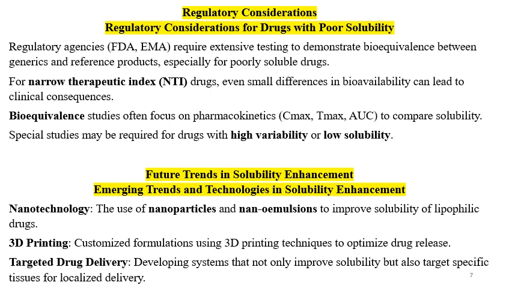Then, for narrow therapeutic index drugs, even small differences in the bioavailability can lead to clinical consequences. Bioequivalence studies often focus on the pharmacokinetic parameters like Cmax and AUC to compare between the innovator drug and the test drug, or the reference and the test. So, considering the solubility, sometimes the solubility variations may lead to drugs with high variability and low solubility. Solubility affects the formulation design. Also, solubility affects the excipient use and the processing techniques.